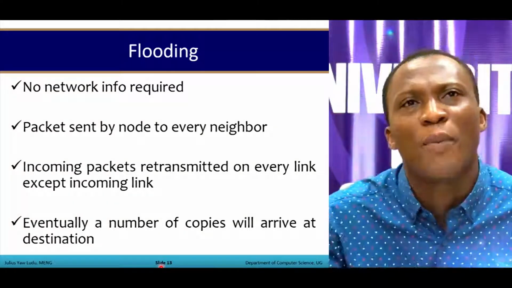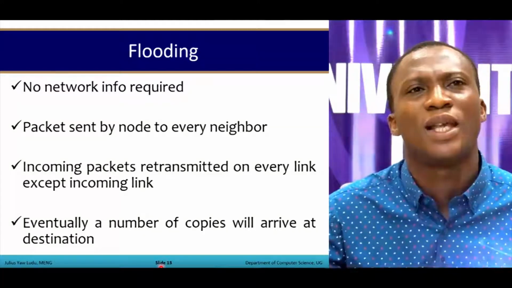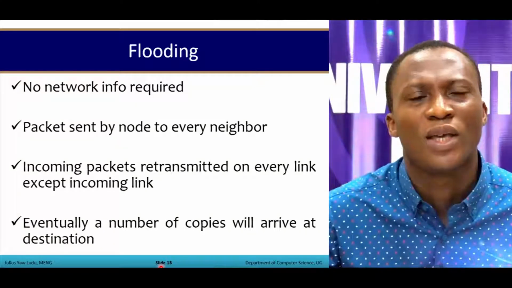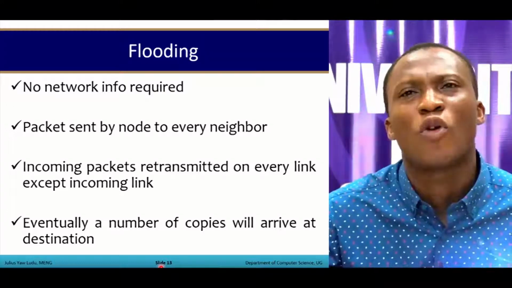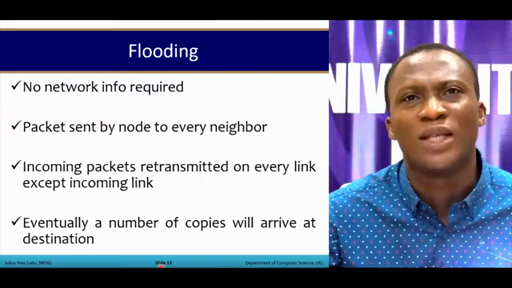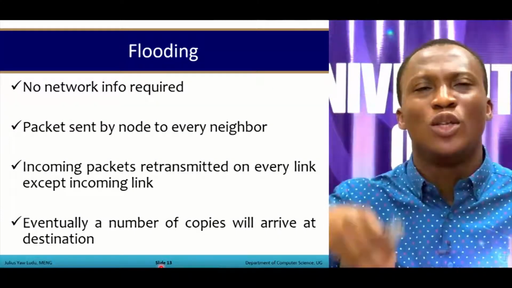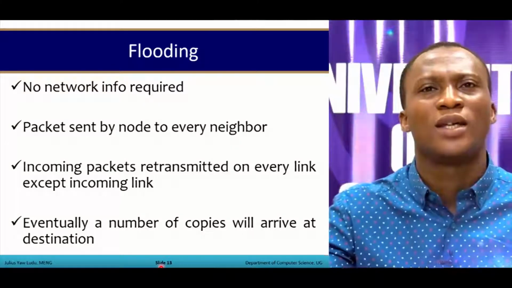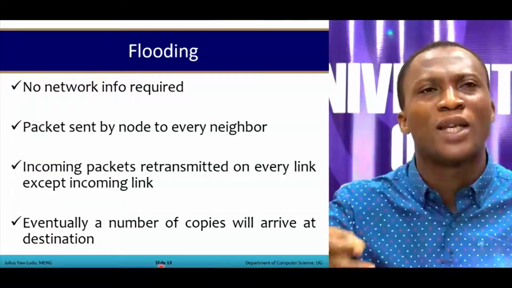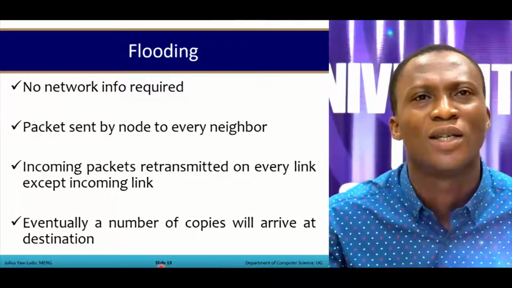Now, the incoming packets are retransmitted on every link except the incoming link. Eventually, a number of copies will arrive at the destination. So we are looking at duplicates, because once I send it to you, when you get the packet, you also broadcast it on your link. When the other person gets the packet, he also does the broadcasting until it gets to its destination.